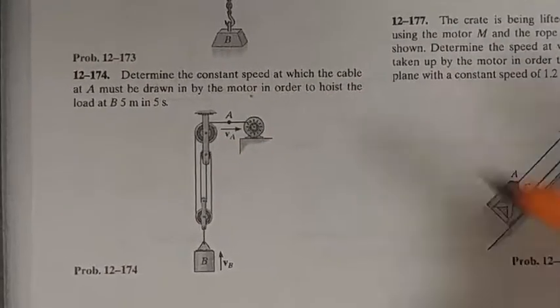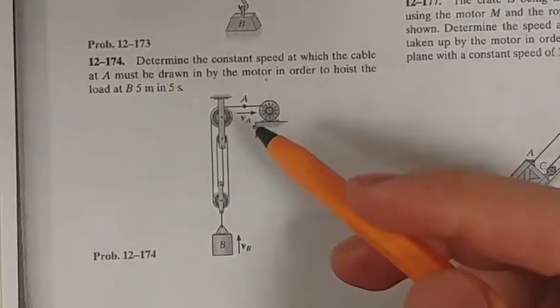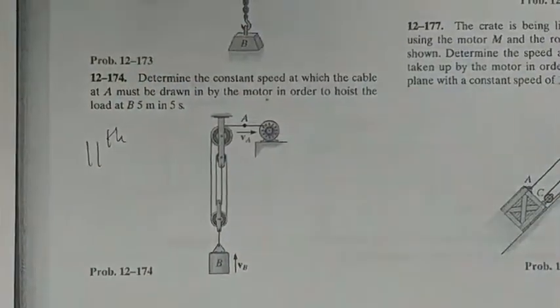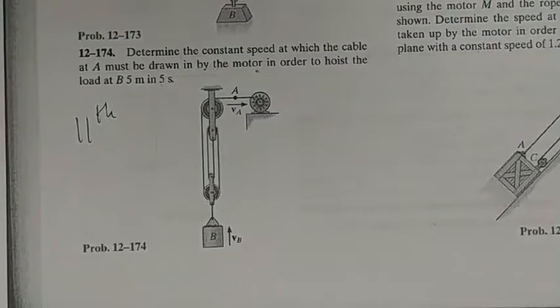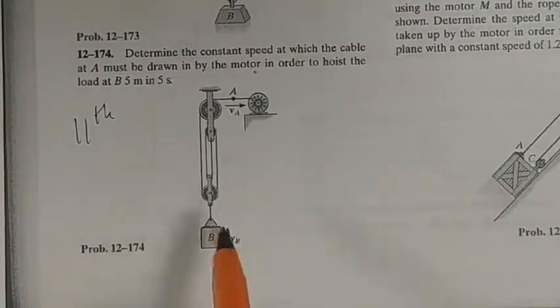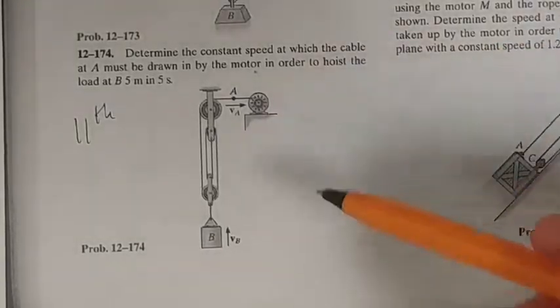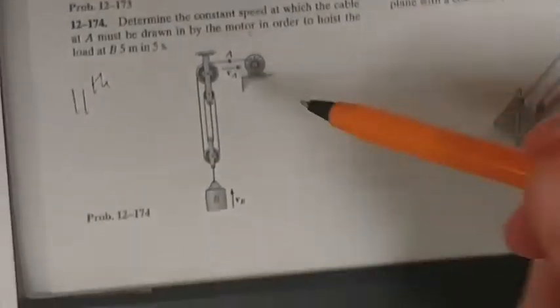Okay, I'm going to look at this problem 12174. This is actually in an older textbook, the 11th edition, so if you can get hold of that, you can have a look at this problem. It is a pulley problem, which is the absolute dependent motion.